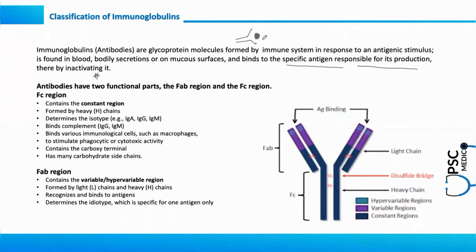So if they ask you to define immunoglobulin, you have to say it's a glycoprotein molecule formed by the immune system in response to the antigenic stimulus. And what does it do? It is secreted in the bodily secretions, blood, and mucosal surfaces. It binds to this specific antigen and inactivates it. So this is the definition of immunoglobulin. Next is the antibody structure.